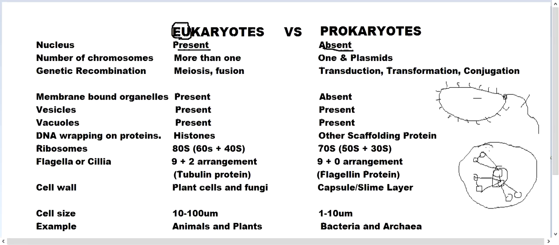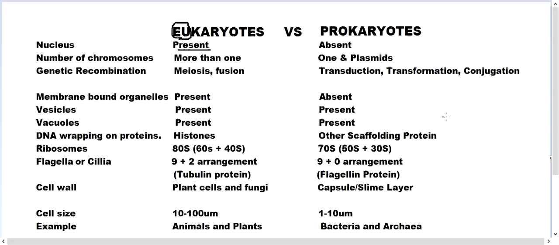So if there are nine such microtubule groups or pairs, plus the central 2, it is 9 plus 2, but in the prokaryotes it is 9 plus 0. So that is the difference between the eukaryotes and prokaryotes on the basis of the cilia and flagella structure.